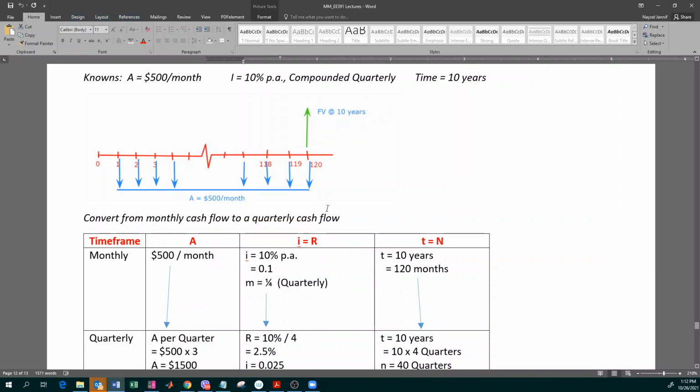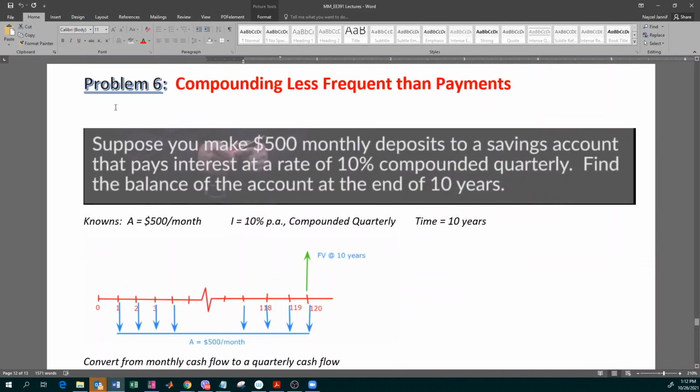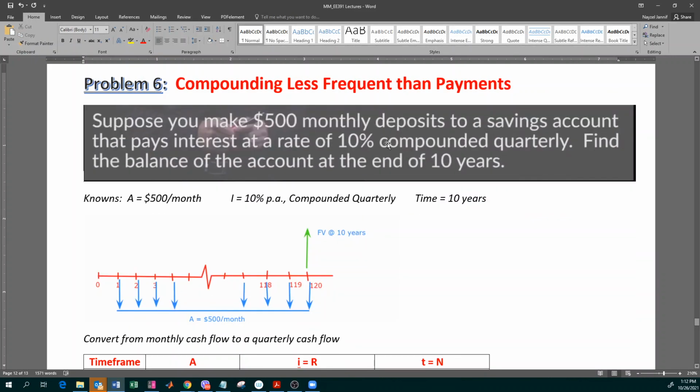Okay. Now, yesterday's problem. Let's just repeat yesterday's problem. You make $500 monthly deposits to a savings account that pays a rate of 10% compounded quarterly. You see this 10% over here, that's per annum. Whenever that percentage rate is given, it's given per annum, but the compounding is done quarterly, which means 4 times a year. That means every 3 months. But the deposits are done 12 times a year, all right? So what is the balance of the account at the end of 10 years?